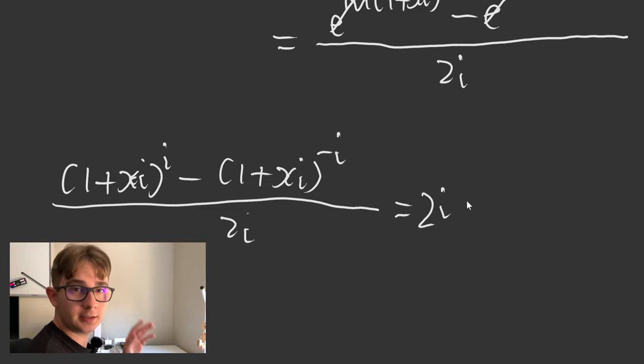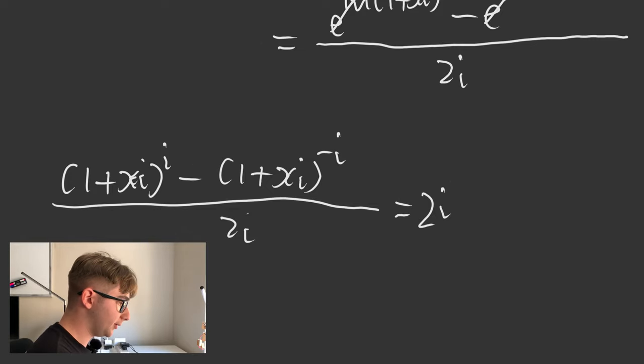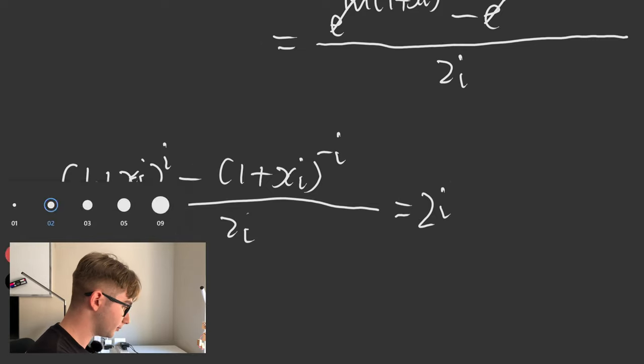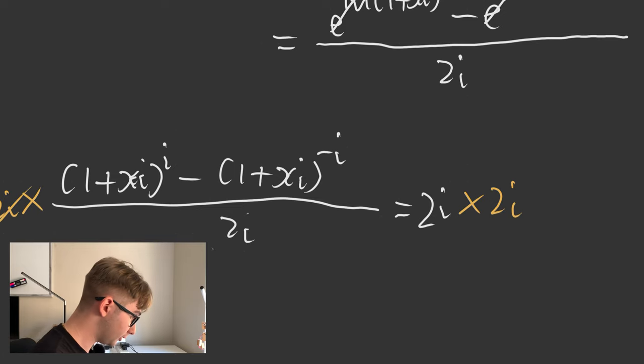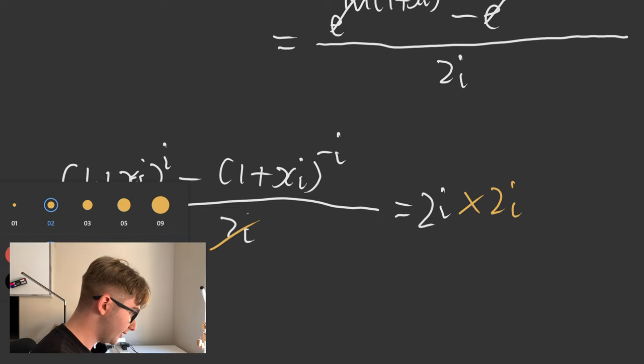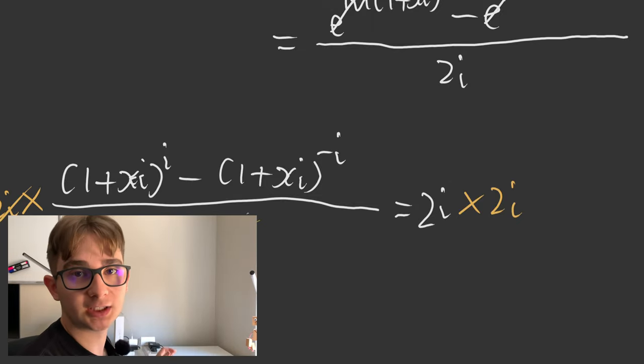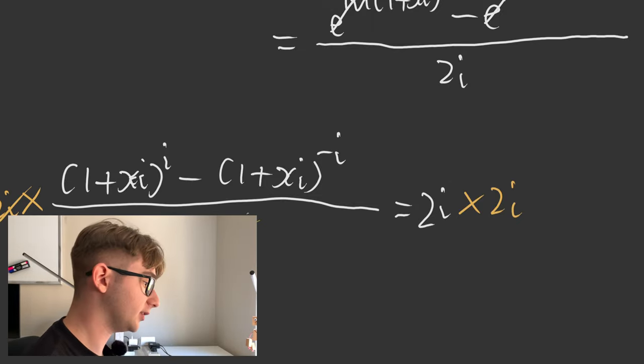Okay. This is what we can do now. We can multiply both sides by 2i. Then that and that will cancel out. And if we simplify the right-hand side there, that's just going to become negative 4, because i squared is equal to negative 1, and then negative 1 times 2 times 2, which is 4, so negative 4.